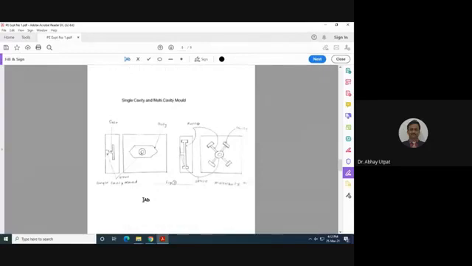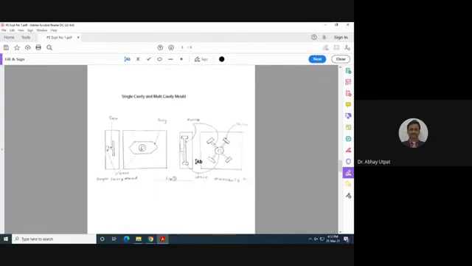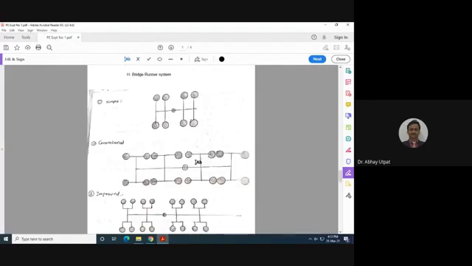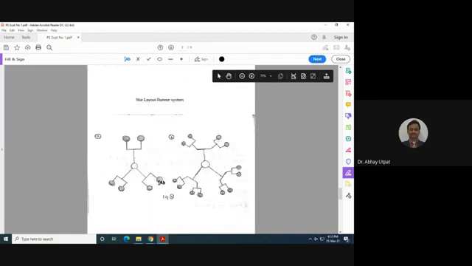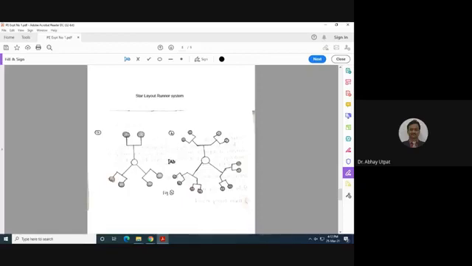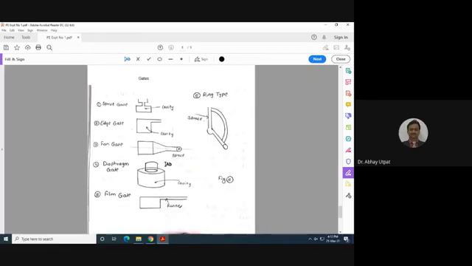Then we have seen single cavity mold, multi-cavity mold. Then types of runner system, H-bridge runner system, where the molds are arranged in perpendicular direction. And then next, simple, conventional, improved. And fourth one is star layout runner system. Star layout runner system, the mold cavities are arranged at the circumference. Okay. And then this is the gate, types of gate.